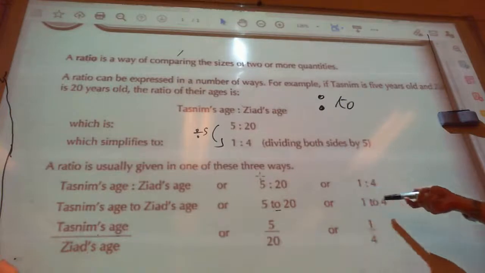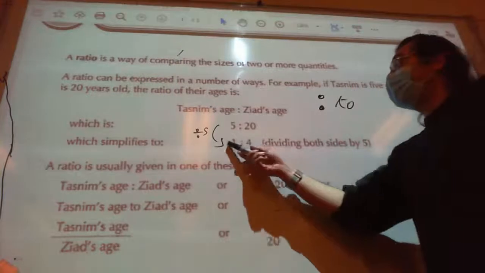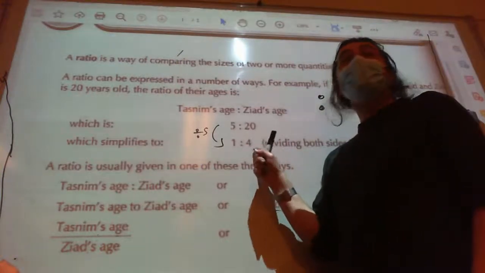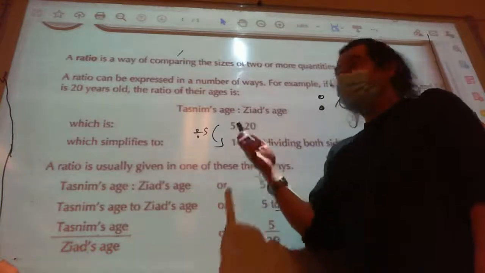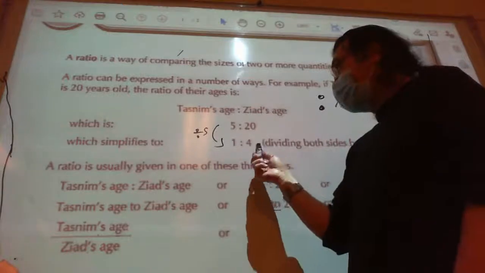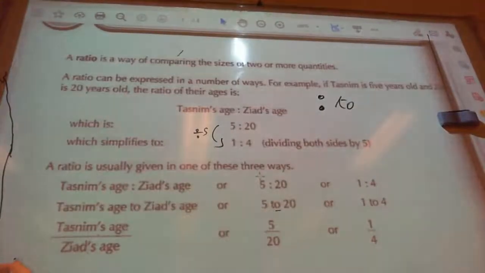You write it like this, with common units. It should give you the proportion. When you have 1 to 4, it means that this quantity is 4 times this quantity, and indeed 20 is 4 times 5, and 4 is 4 times 1. It gives the same proportion.